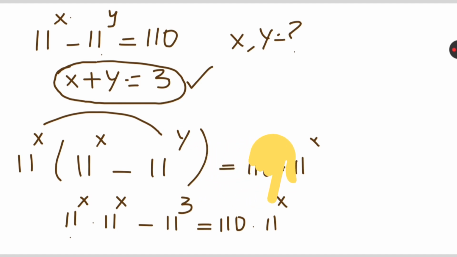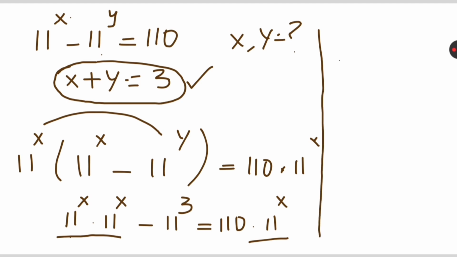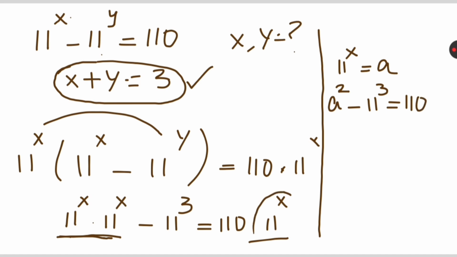It is a bit complex to solve. That's why, in the left hand side we have 11 raised to the power of x terms, and the right hand side also has the 11 raised to the power of x term. So let us consider 11 raised to the power of x as some variable a. Then this equation turns into a times a, which is a power 2, minus 11 raised to the power of 3, that is equal to 110 times a. So we can write this as a raised to the power of 2 minus 110a minus 11 raised to the power of 3, that is equal to 0.